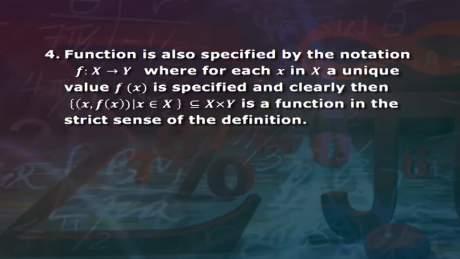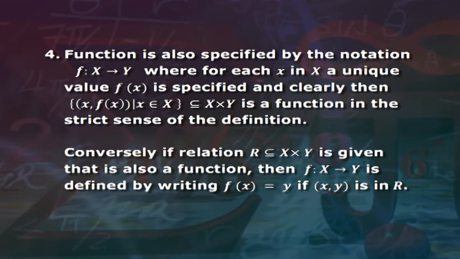4. A function is also specified by the notation f: X to Y, where for each x in X a unique value f(x) is specified, and clearly then the set of ordered pairs (x, f(x)) such that x is in X, which is a subset of X cross Y, is a function in the strict sense of the definition.